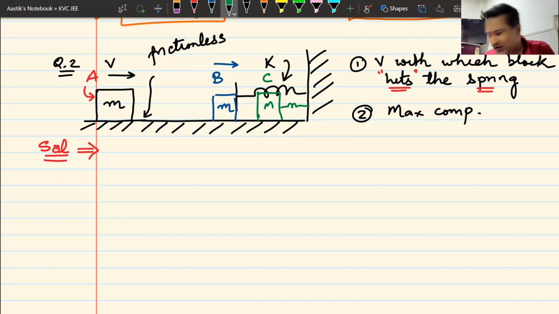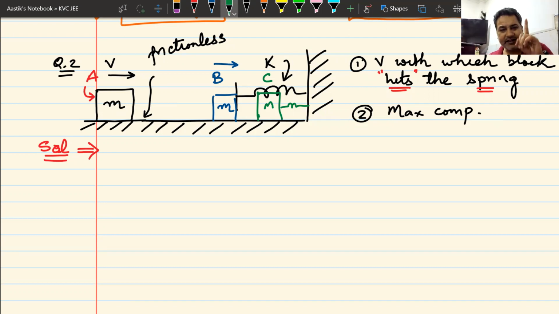Actually, I don't have to apply LOCME from A to B. By common sense, anyone can tell me what the velocity at point B will be. From A to B, will the velocity change? Anyone? We can just say it from common sense. Yes or no? No, velocity will not change.